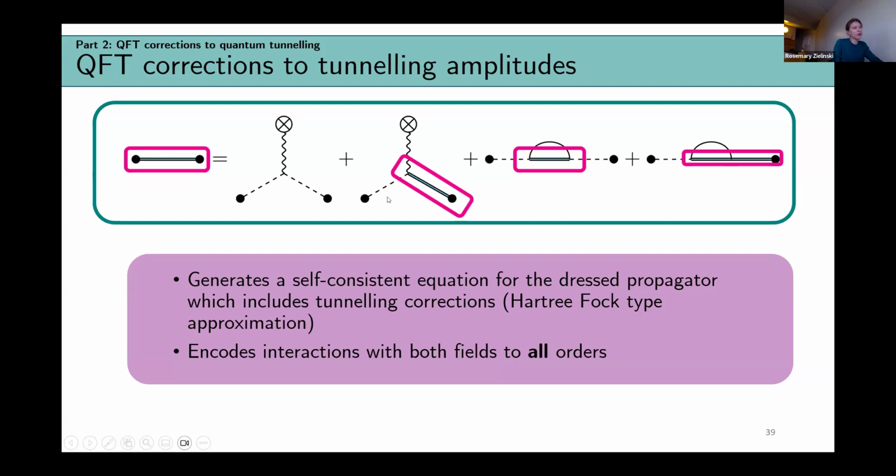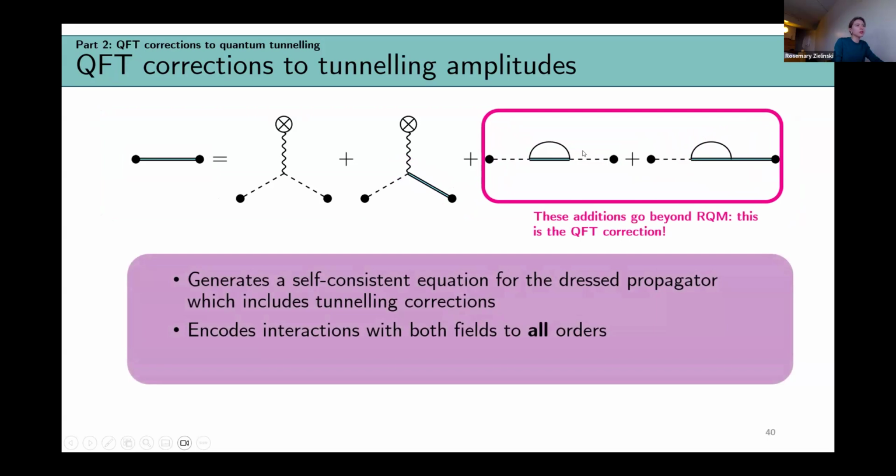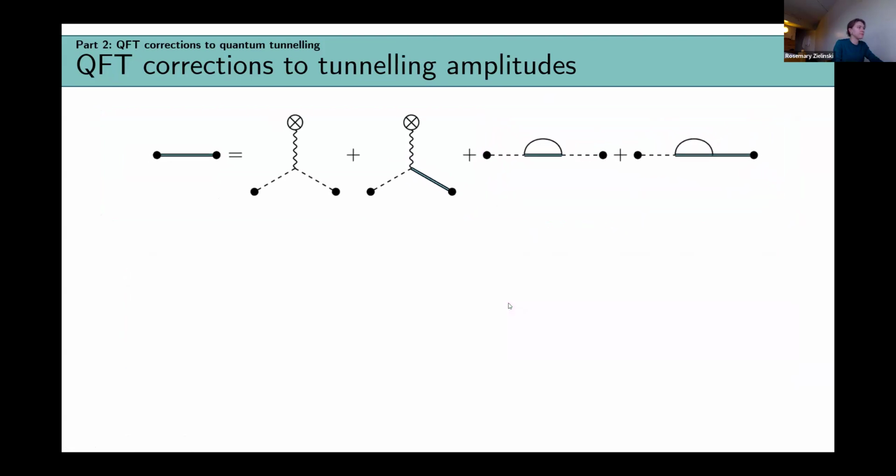This partial diagrammatic sum is effectively a Hartree-Fock type approximation because we're only restricting our summation to a restricted class of Feynman diagrams. Just to emphasize, this does in fact go beyond relativistic quantum mechanics, and these are the terms with the loop corrections which would encode these QFT corrections to tunneling. So this is really where the interesting physics is.